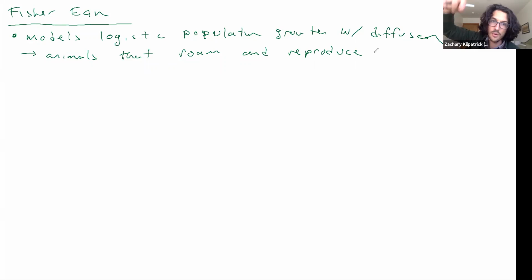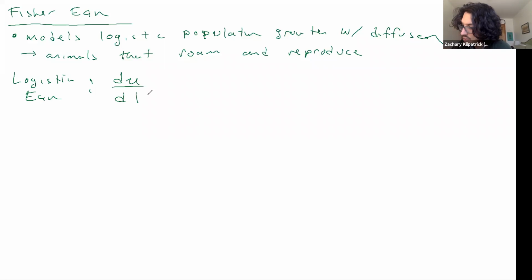They move around by diffusion, right? And so if you have a patch of rabbits locally, they're going to reproduce. They're going to have babies. Then they're going to spread out and spread their population around. So just the logistic equation would look like this. It would just be du/dt equals alpha u (u max minus u).